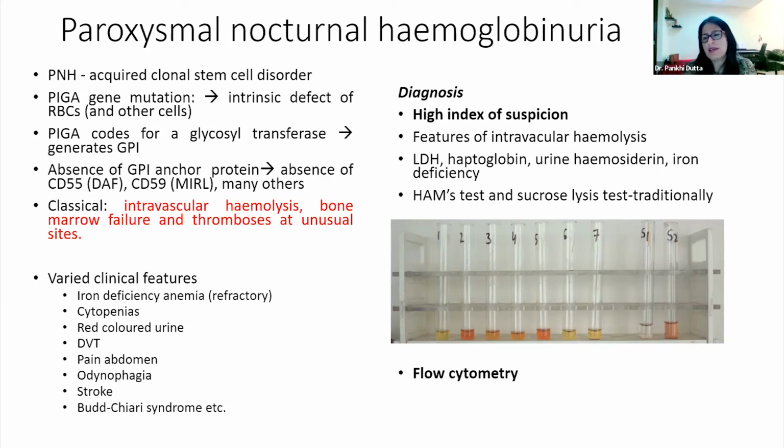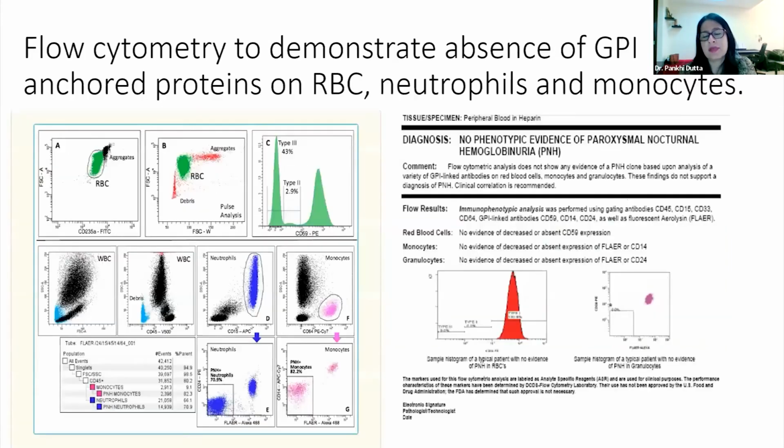But now I think the confirmatory test, if you have a high index of suspicion, is the flow cytometry test, which has become relatively easy. Flow cytometry tries to demonstrate absence of GPI anchored proteins on RBCs, neutrophils, or monocytes, not lymphocytes, because lymphocytes have a very long lifespan. And if the disease is of recent onset, we might miss them.